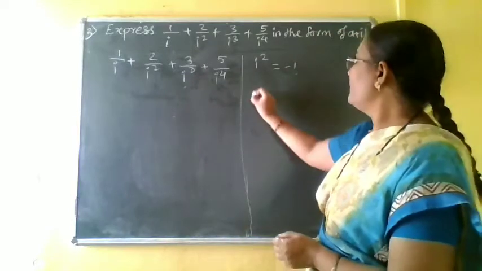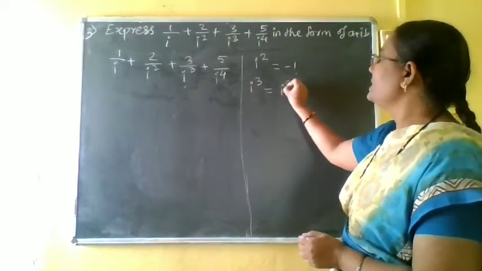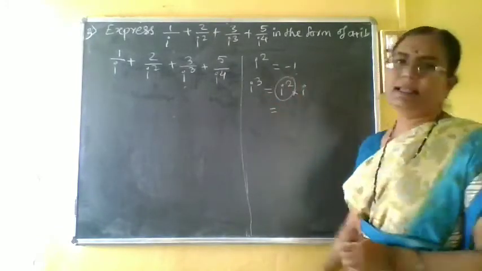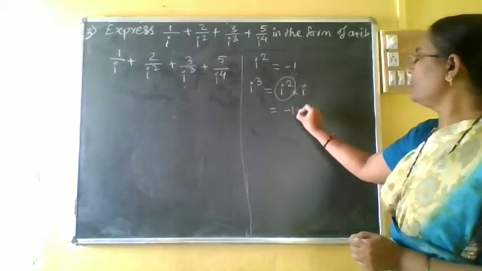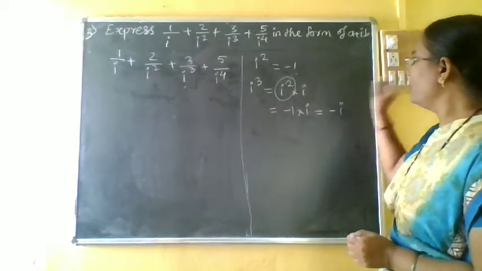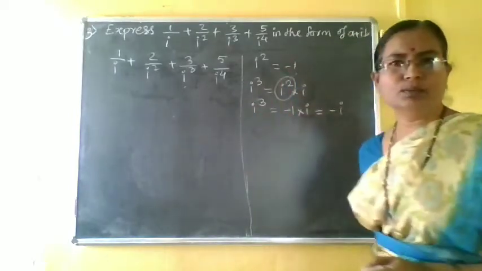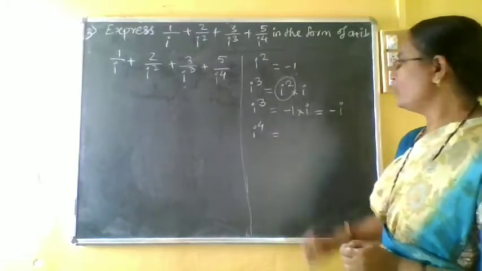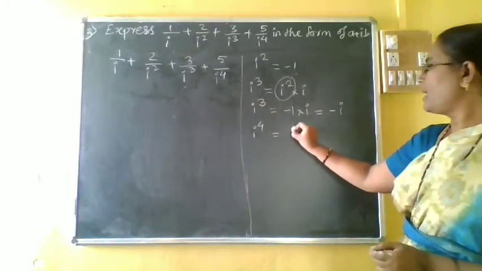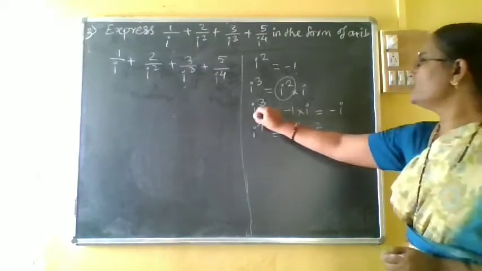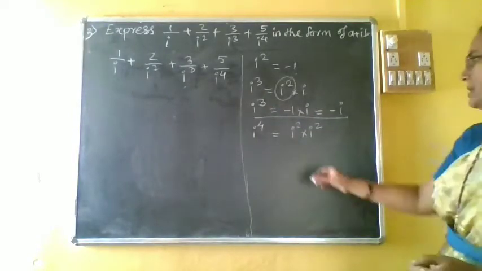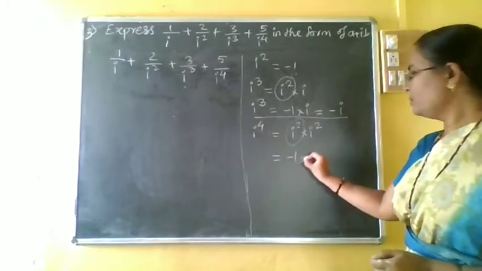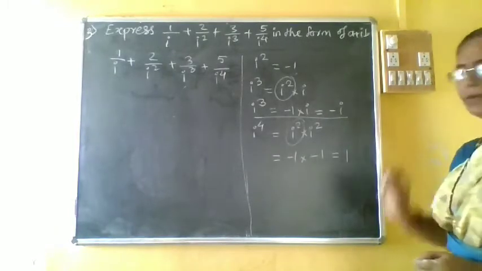Second one is i cube. This i cube is written in the format of i square into i. What is the value of i square? i square is equal to minus 1, so minus 1 into i becomes minus i. That is i cube. Next, students, i raised to 4 can be converted into i square into i square, which is minus 1 into minus 1, and that gives plus 1.